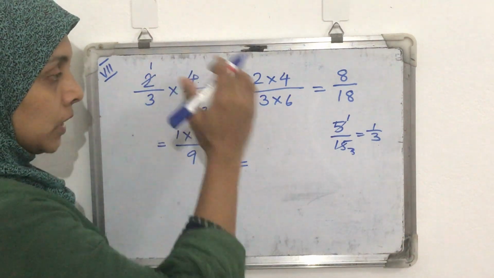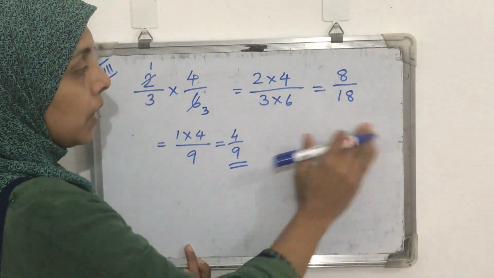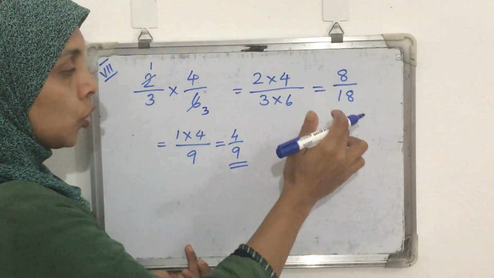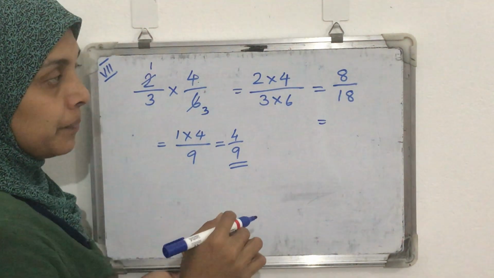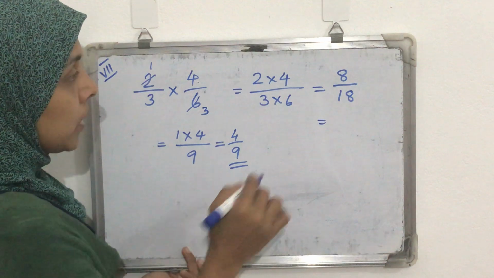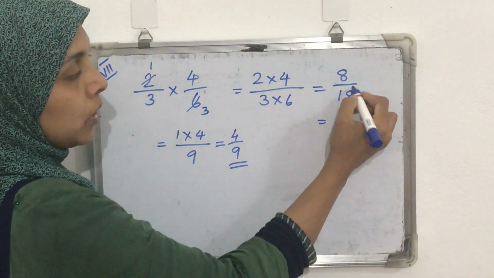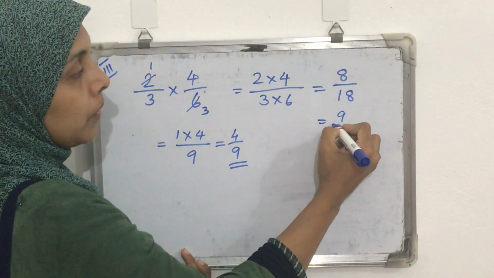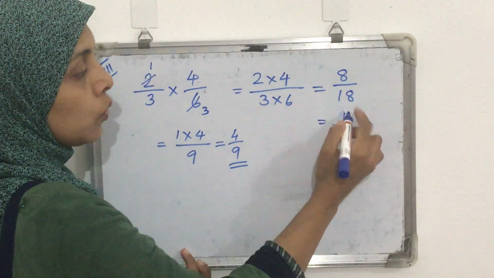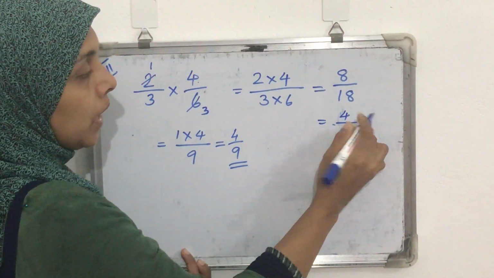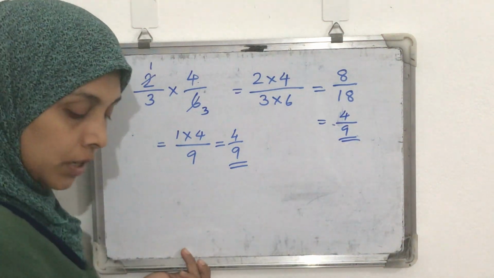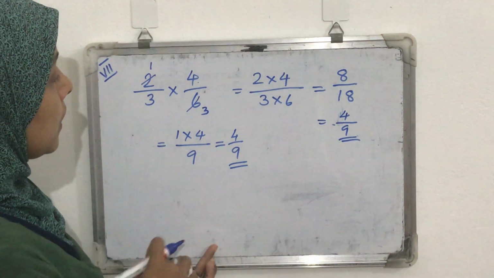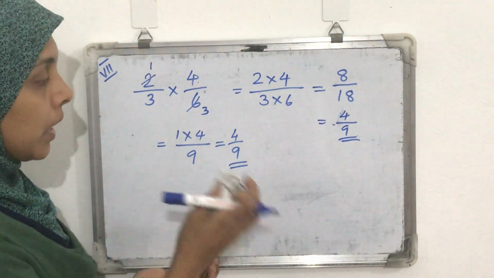If you do it as the first one, what will we get? When you write its simplest form, we will get the same answer. What is common in both 8 and 18? Only 2 is common. So when you divide both by 2, 8 by 2 is 4 and 18 by 2 is 9. So 4 by 9. That is the rule of multiplication of a fraction by another.